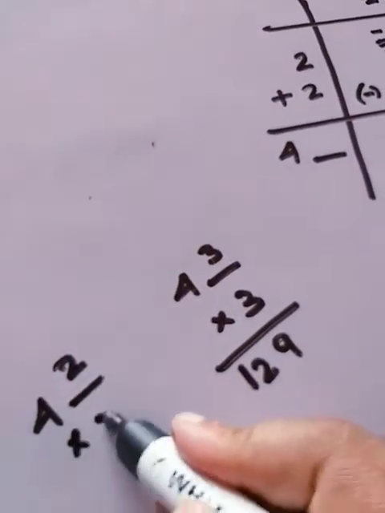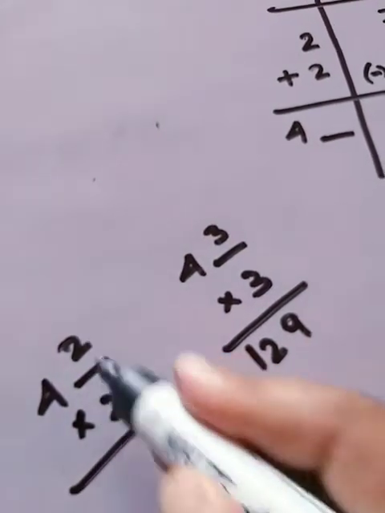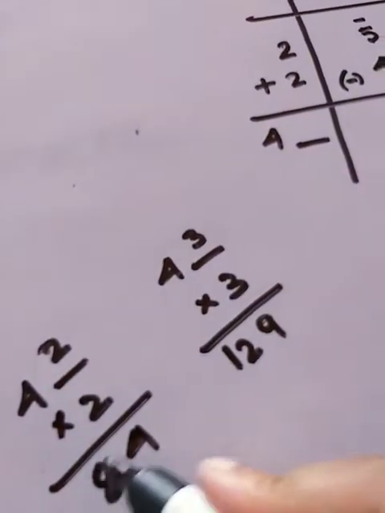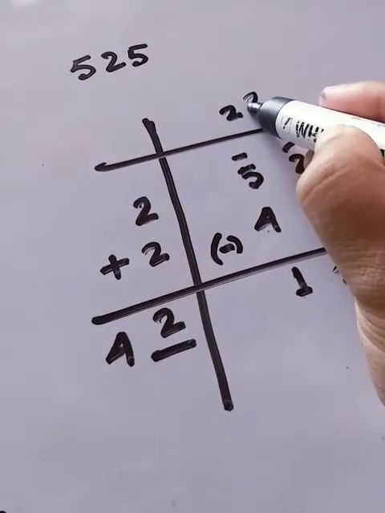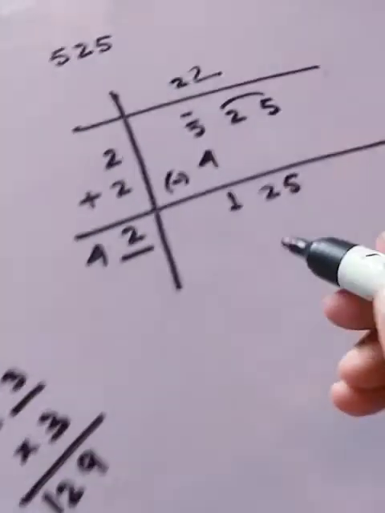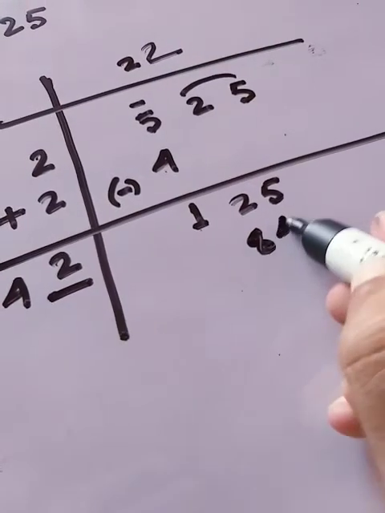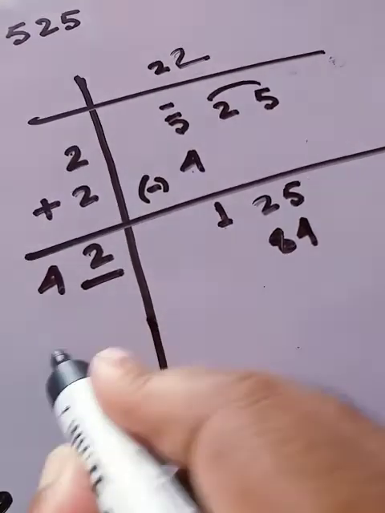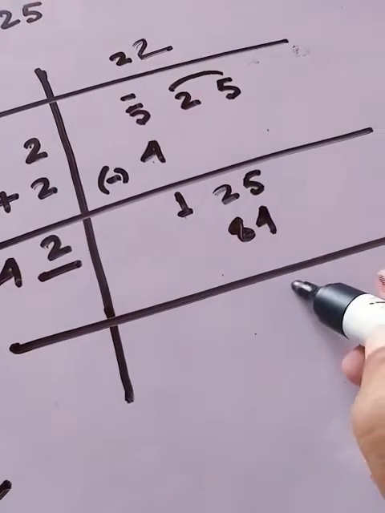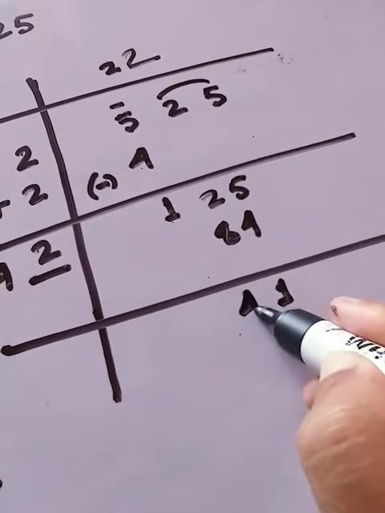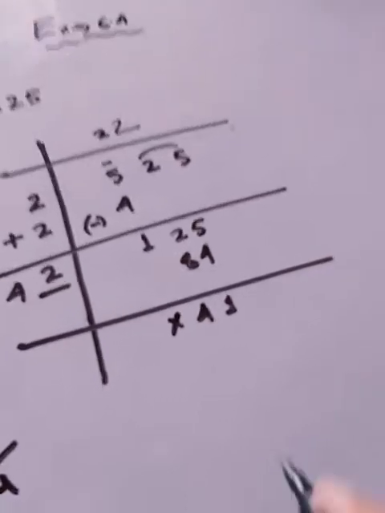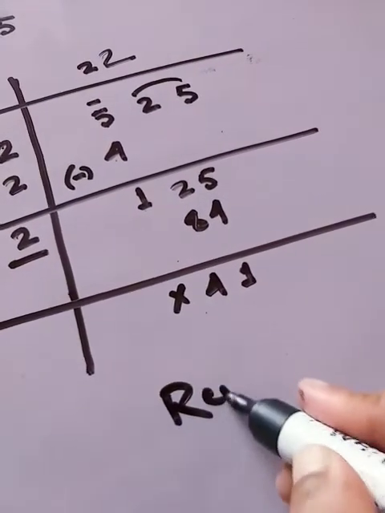2 into 2. 2 2s are 4, 2 4s are 8. Let's put 2, 2, 2, and what is the number? 84. So subtract it. It is 41. Okay. Now, what is the remainder?